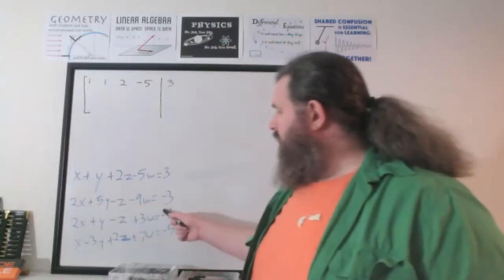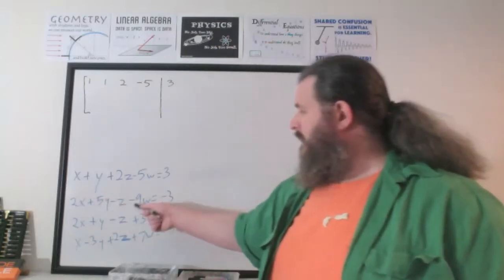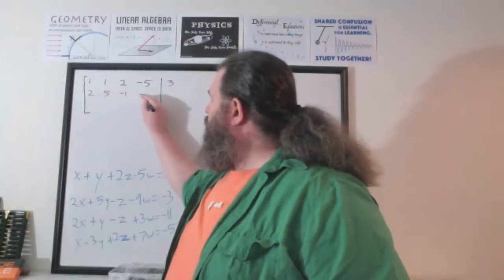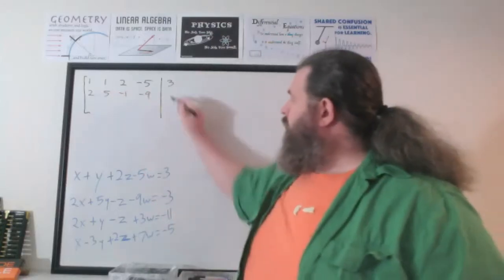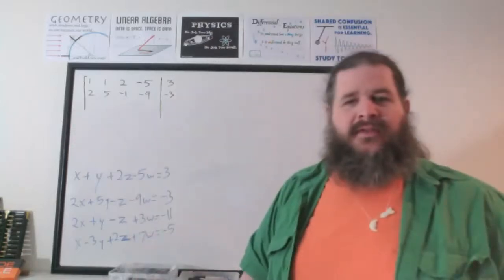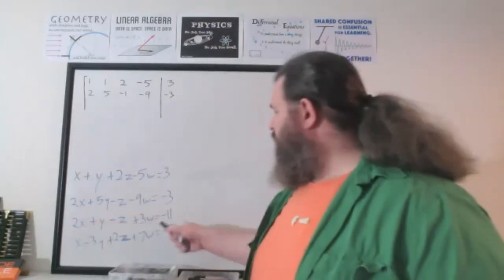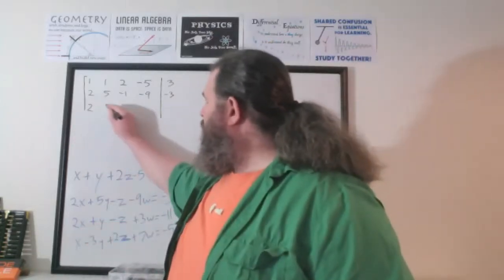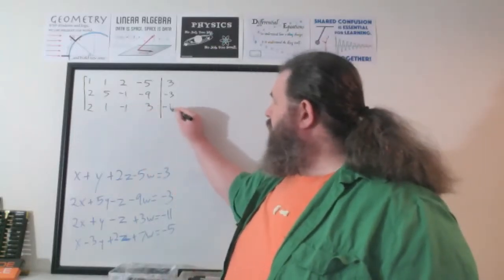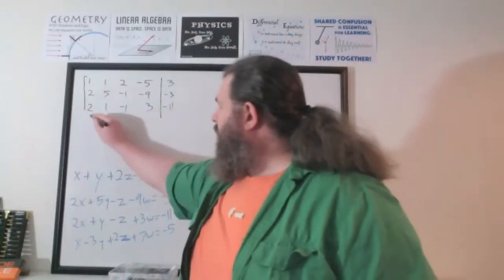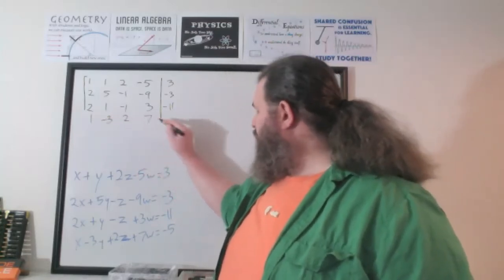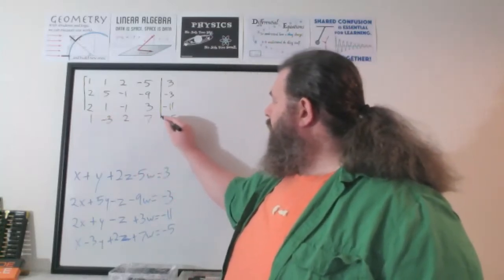We can just take the coefficients, 2, 5, -1, -9. And then equals -3. And same thing for the other rows. Coefficients, 2x plus 1y minus 1z plus 3w equals -11. And 1x minus 3y plus 2z plus 7w equals -5.